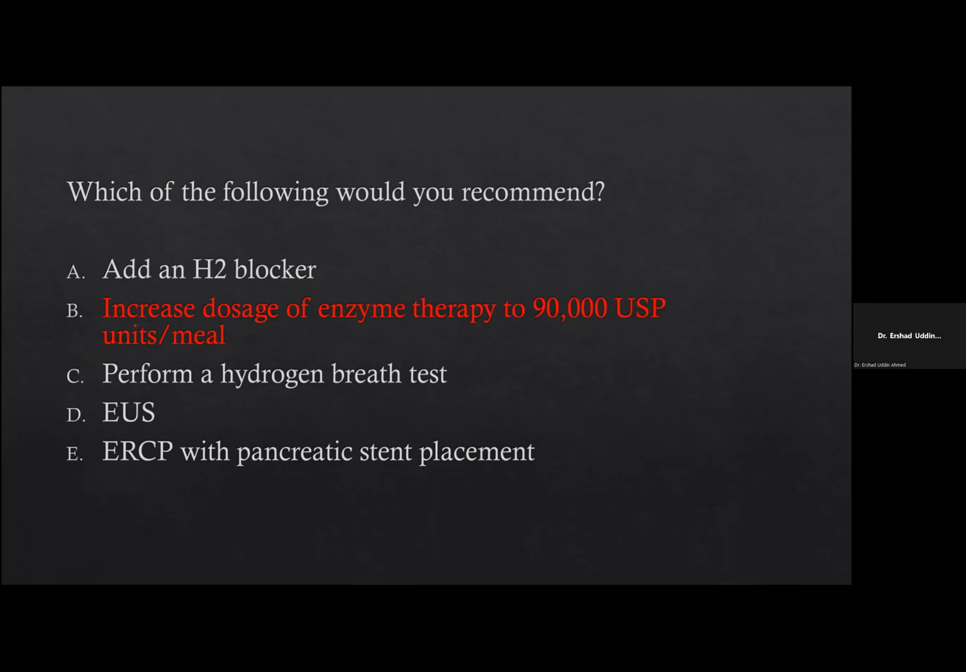I have one question. Can we add an H2 blocker or PPI for the enzyme to work effectively? Absolutely. If the enzymes are not enteric coated, you have to give it, because if it's enteric coated, they're protected. You don't have to do it. But if it's not enteric coated, which in Bangladesh is most of the cases, that's why we have to add PPI. Absolutely. PPI or H2 receptor blocker is the way to go.